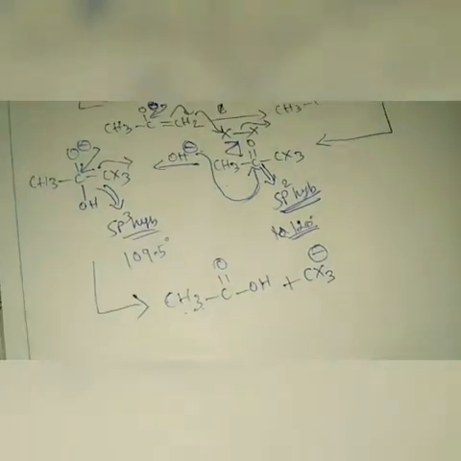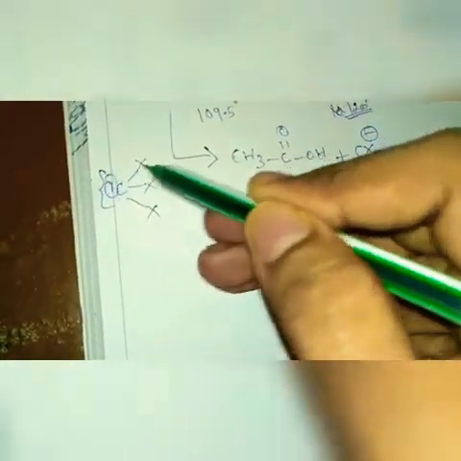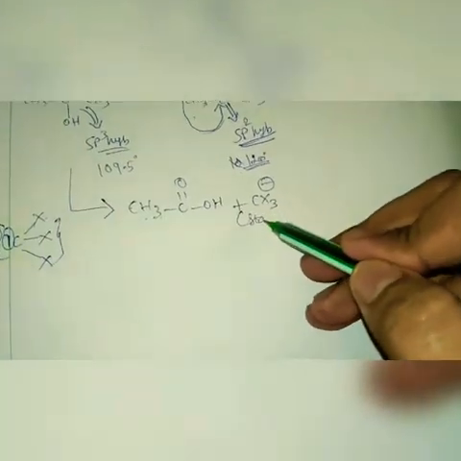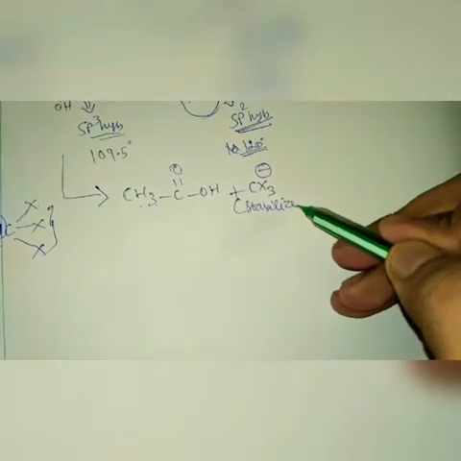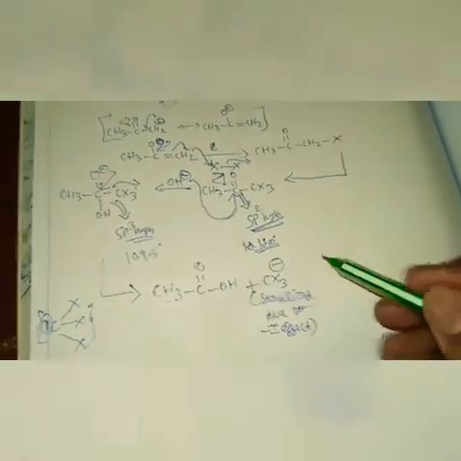So this is stable because CX3 has three halogen groups, a strong inductive effect. So the negative charge is stabilized due to the minus I effect. So what happens? This is formed.